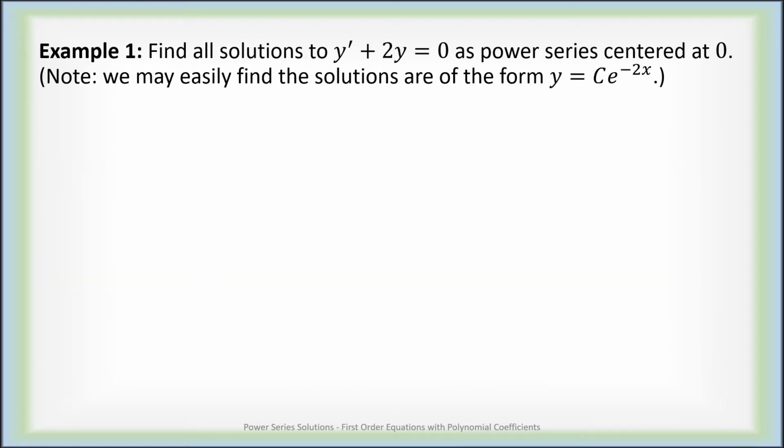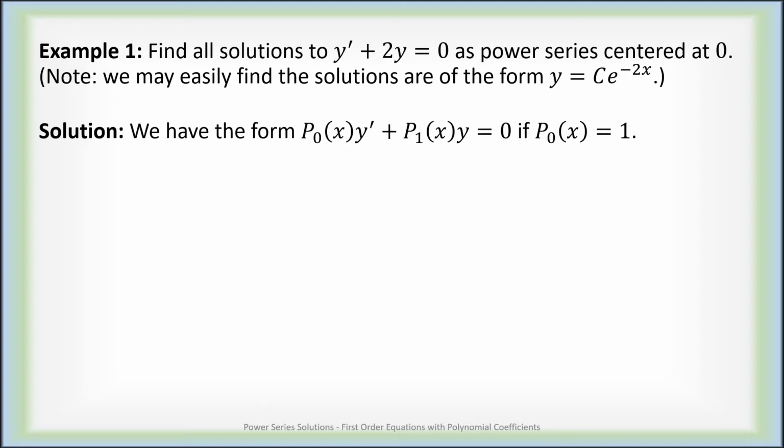As our first example, let's find all solutions to y prime plus 2y equals 0 as power series centered at 0. Now note, we don't just have polynomial coefficients, but constant coefficients, so it's pretty easy to find the solution to this anyway. And we would find that the solution is any constant times e to the minus 2x. But we're going to find that same solution through power series.